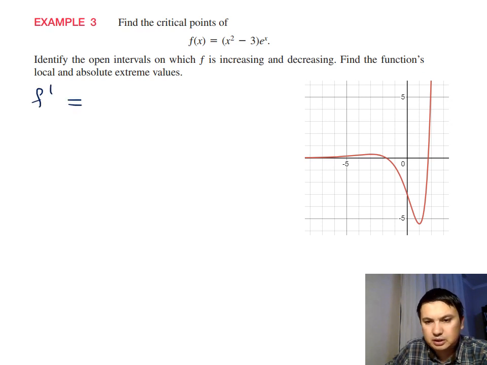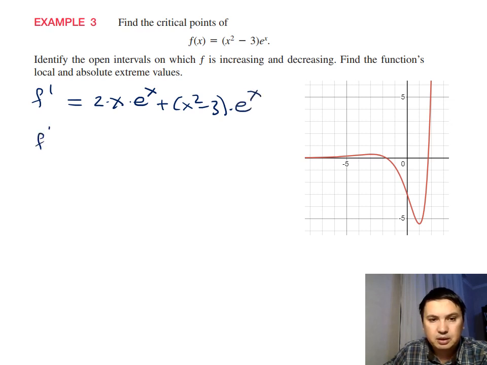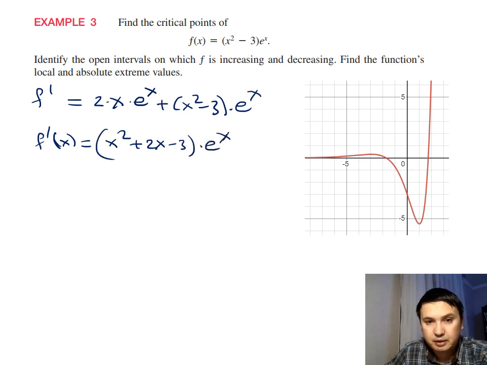So what is the derivative? Well, this is the product rule. The derivative of x squared minus 3 is 2 times x, e to the x, plus x squared minus 3 times the derivative of e to the x, which is e to the x. So we have x squared plus 2x minus 3 times e to the x.